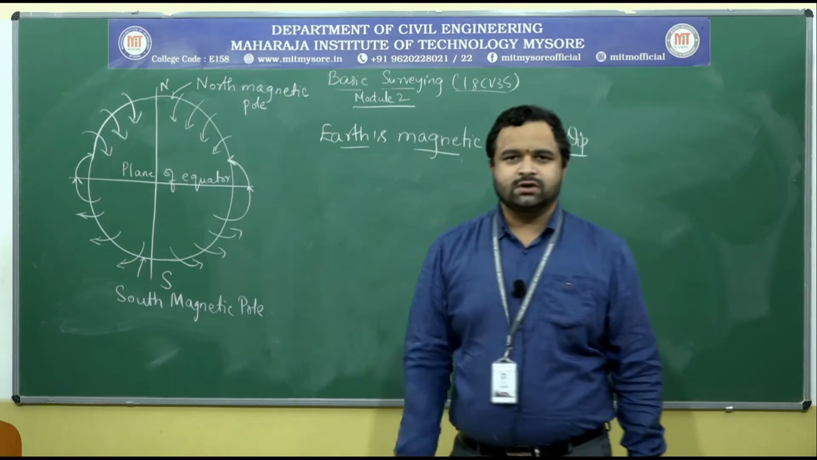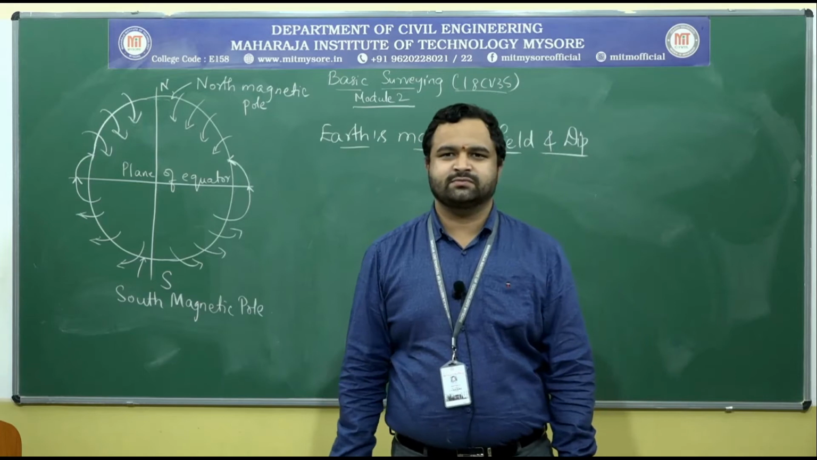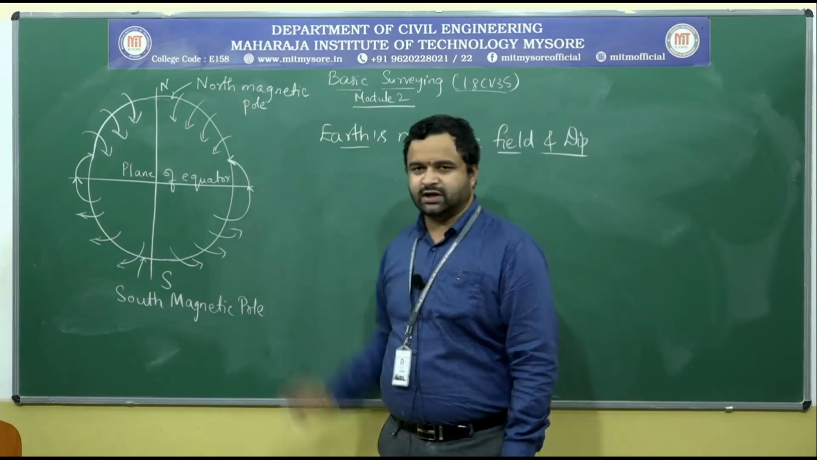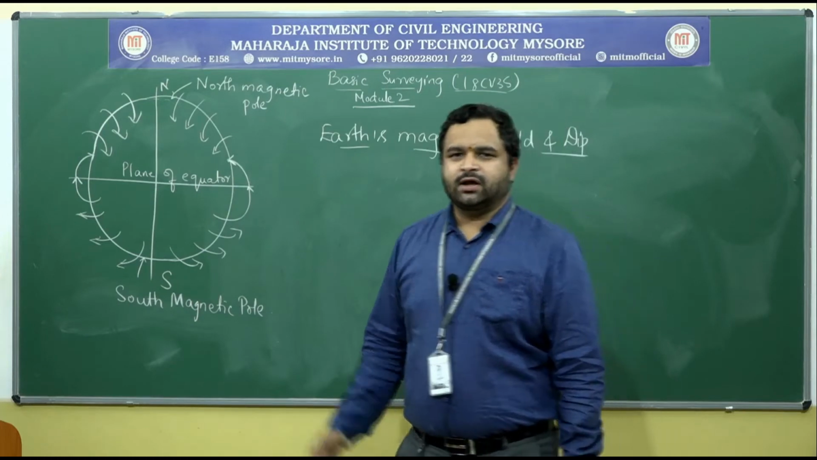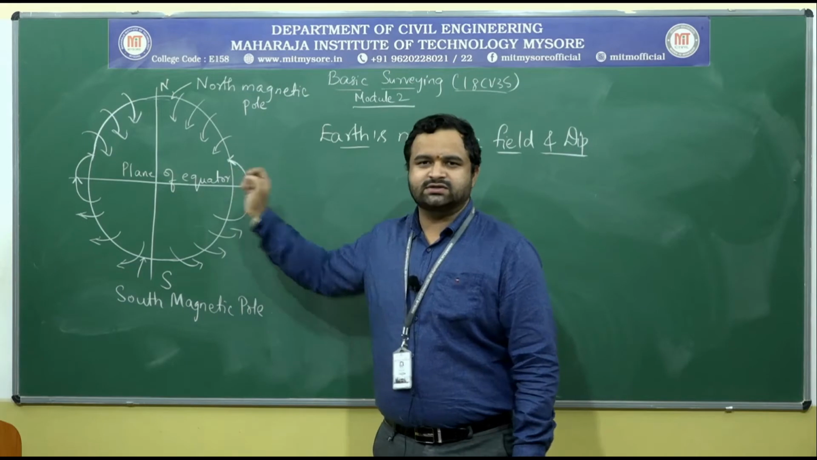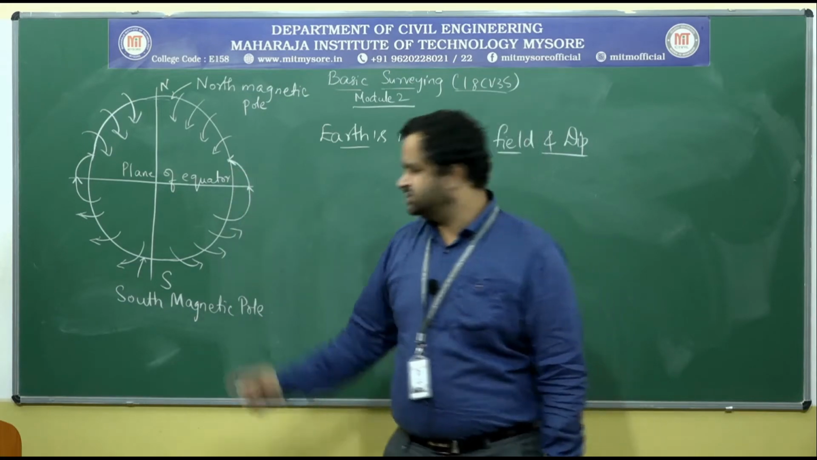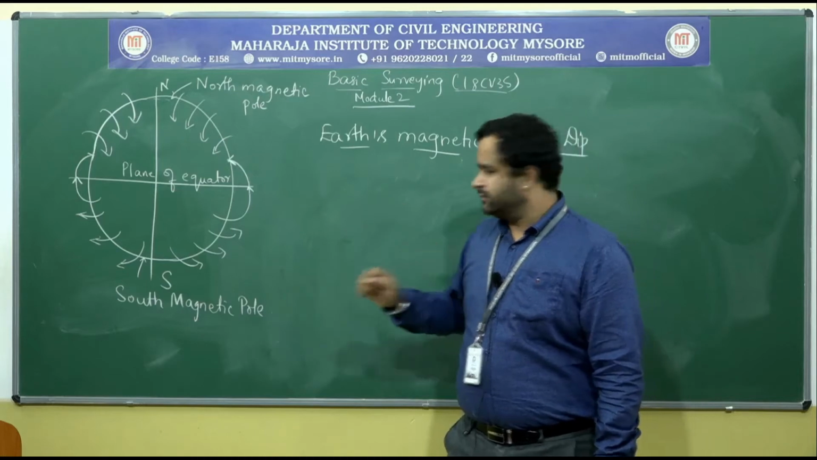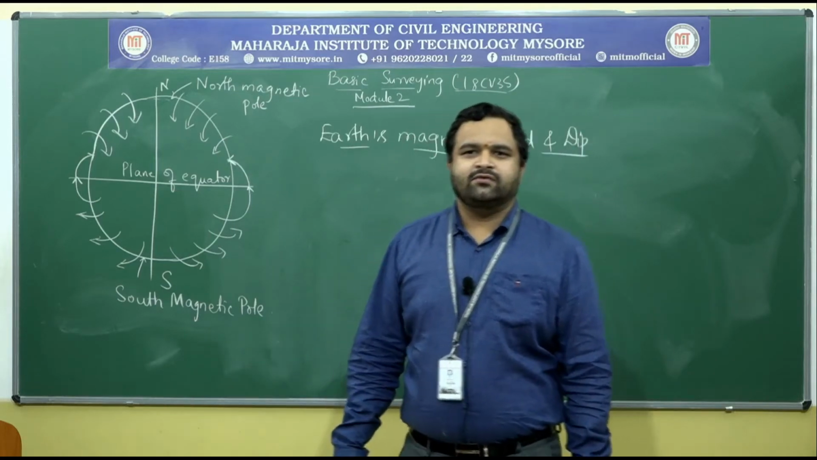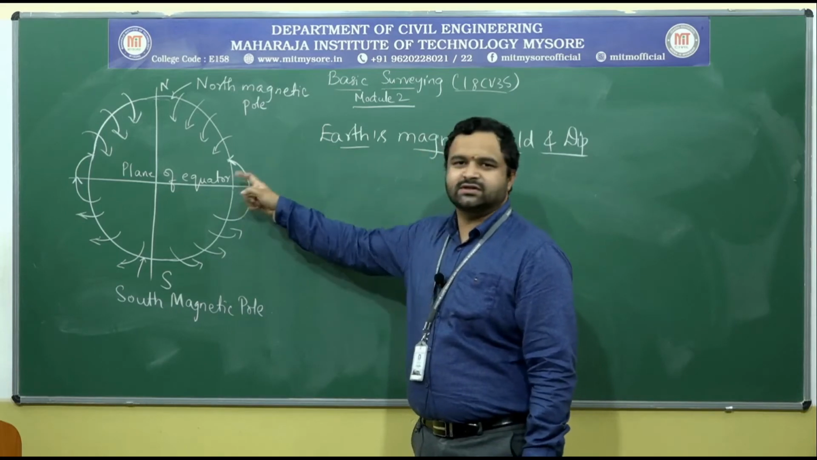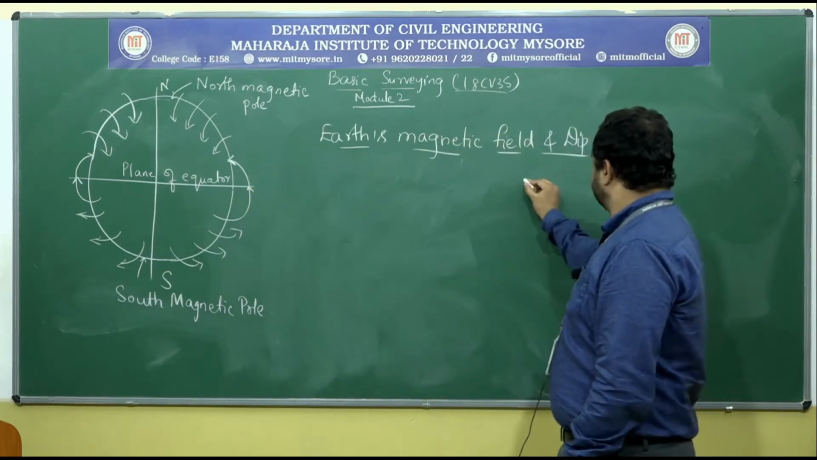The lines of force of the Earth's magnetic field generally run from south to north, as shown in this diagram. Near the equator, they are parallel to the Earth's surface. The horizontal projections of these lines define the magnetic meridian. The angle which these lines of force make with the surface of the Earth is known as dip.